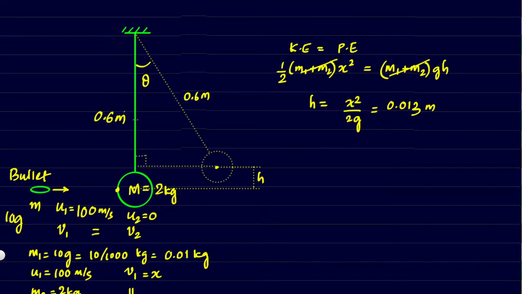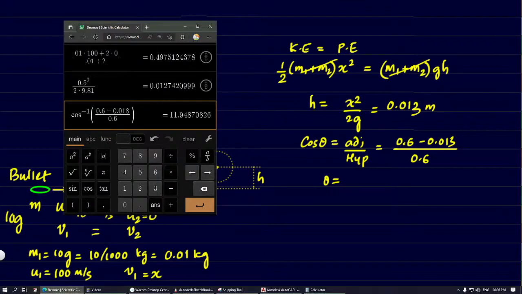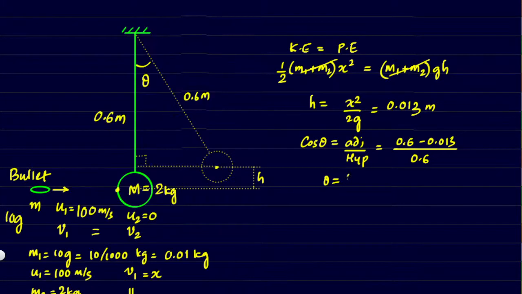Fine. So that will give us the value of the adjacent. So we have to take cos of theta, the value of which is adjacent divided by the hypotenuse. The adjacent value being 0.6 minus this height, that is 0.013, needs to be divided by the hypotenuse, which remains 0.6. The theta value we can get by taking cos inverse. We see here when we take the cos inverse value, we get the angle as 11.95 degrees. So this is our answer for the A bit.